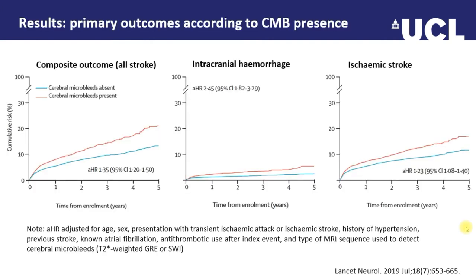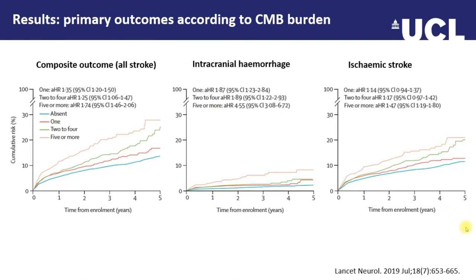So the primary outcomes are shown here, and you can see that the presence of microbleeds is associated with an increased risk of all stroke. It's associated with an adjusted hazard ratio for intracranial hemorrhage of 2.45 and for ischemic stroke of 1.23. Notice we could adjust these for many more confounders than any previous study because of the larger number of participants.